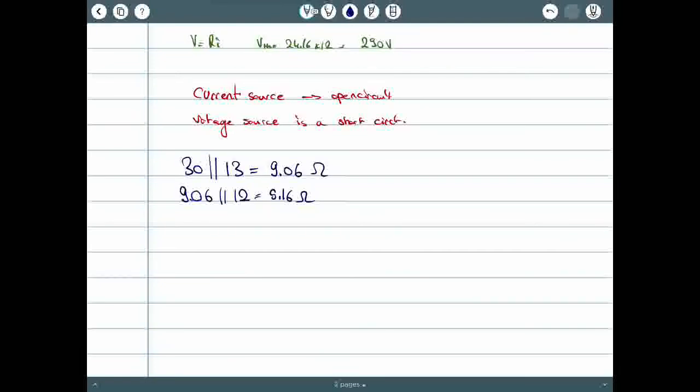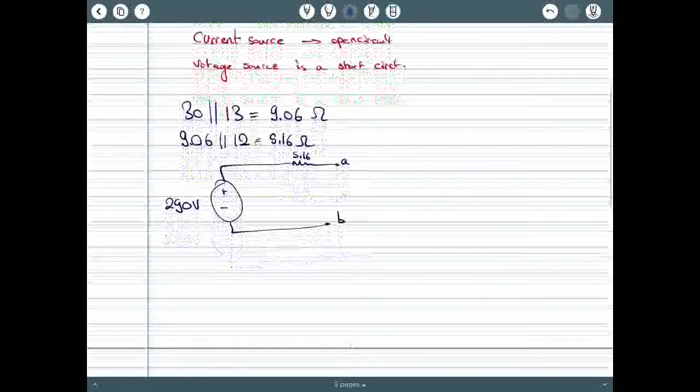So we got R Thèvenin and V Thèvenin. Now all we have to do is construct the circuit. So V Thèvenin is 290 volts, that's this, plus minus 290 volts. And the R Thèvenin is 5.16. This is terminal A, this is terminal B, whatever is in between them anyway.